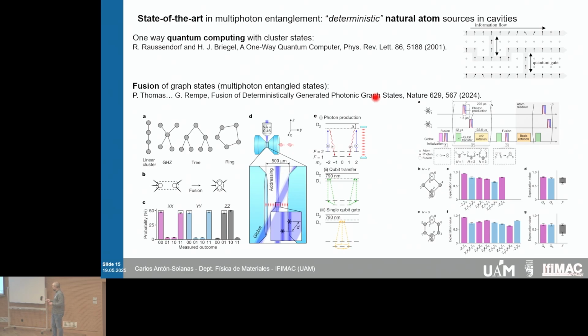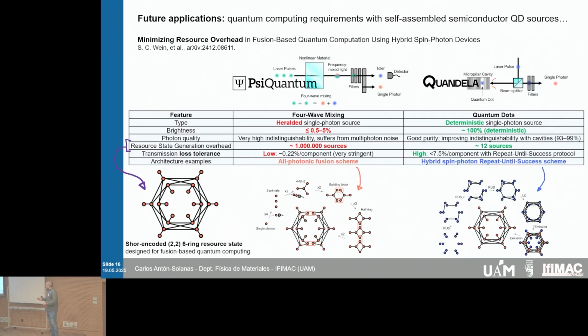a larger state. And applying these fusion gates is basically the idea that was proposed by Raussendorf and Briegel, where this generation of multi-photon states and application of fusion gates will allow you to make computationally hard tasks.